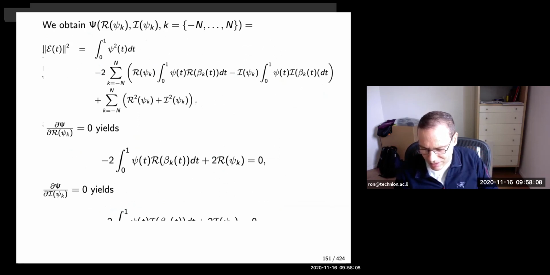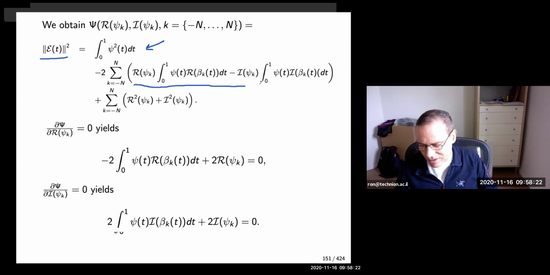What we obtain at the end of the day is that the error is equal to nothing but the energy of the signal, very similar to what we have seen before, minus twice this real number that is written here, plus the norm of psi k squared.